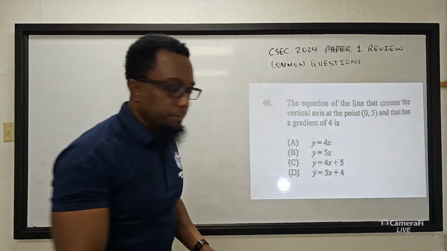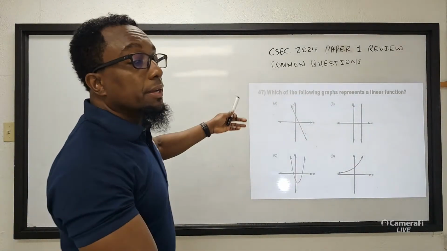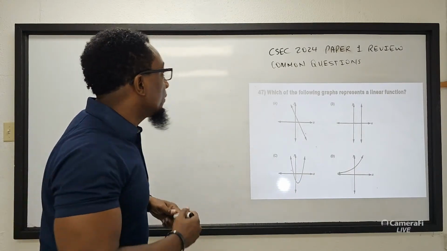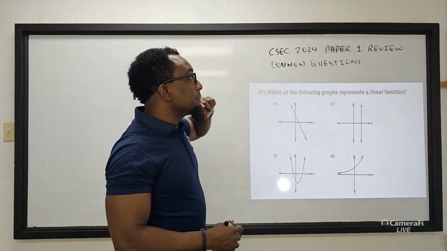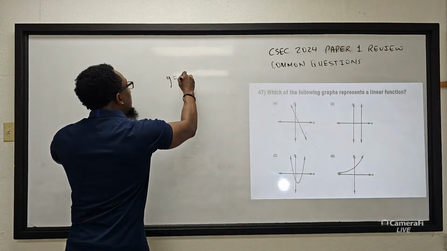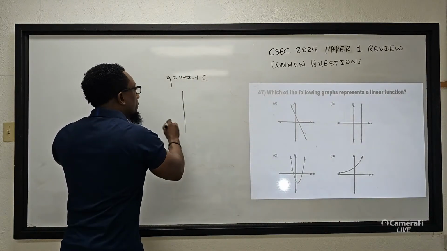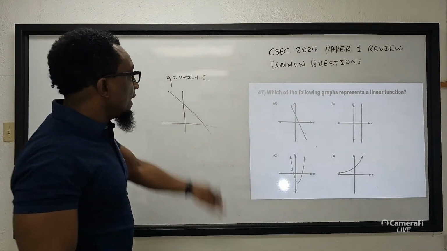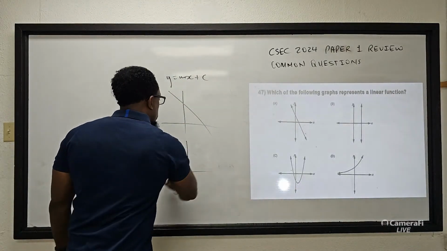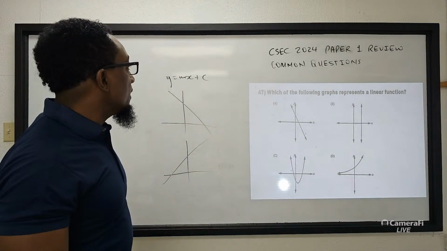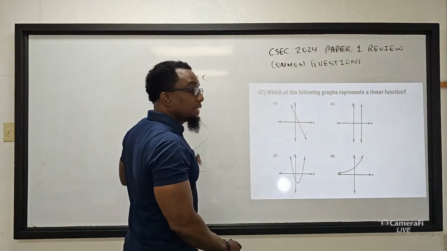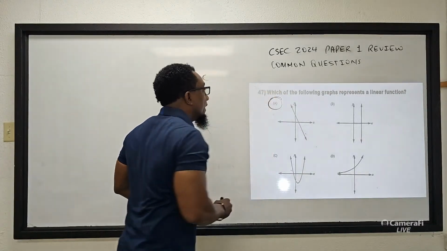47, another very common question. I'm sure you're doing past papers, you see this all the time. Which of the following graphs represents a linear function? A linear function is always of the form y equal to mx plus c, and it is always sloping. It can be a left-hand slope or a right-hand slope. So obviously our answer will be a left-hand slope. That's the option they give us, which is one of the two that are linear, so we know it's A.